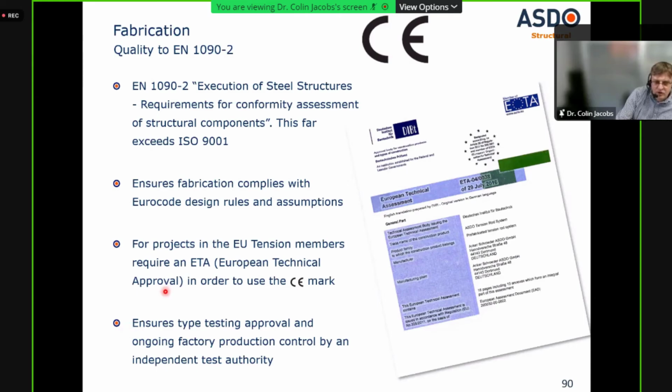In Europe, we have to supply items CE marked, and to get CE marked, we have to have a European Technical Assessment. Again, this involves independent checkers and inspectors coming to our plant at least once a year to test our product and make sure we follow the right approvals and material testing.